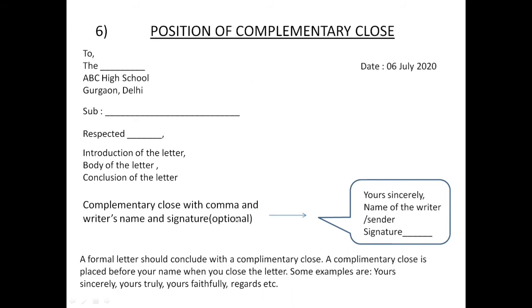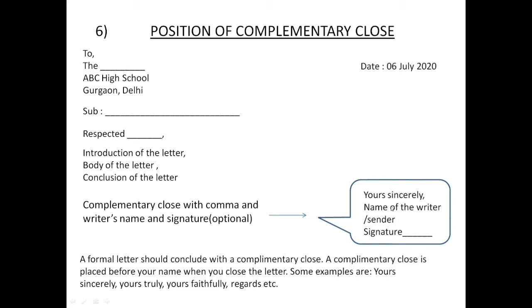The next step is step number 6, complementary clause. A formal letter should conclude with a complementary clause. What is a complementary clause? It is placed before your name when you close the letter. For example, yours sincerely, yours truly, yours faithfully, regards, etc. These are complementary clauses. Like see in the example, it is given. And where to write it: it should be written at the very bottom of the right side corner. So the box which is drawn in that place, we have to write the complementary clause.